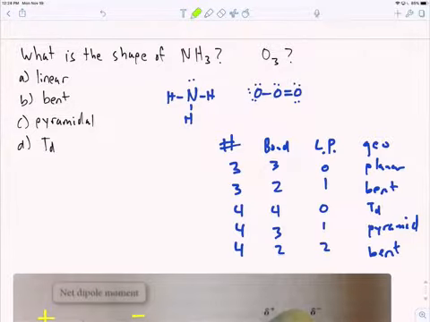I'm going to think A, linear. I'm going to think B, bent. I'm going to think C, pyramidal. Okay, most people are going for pyramidal.